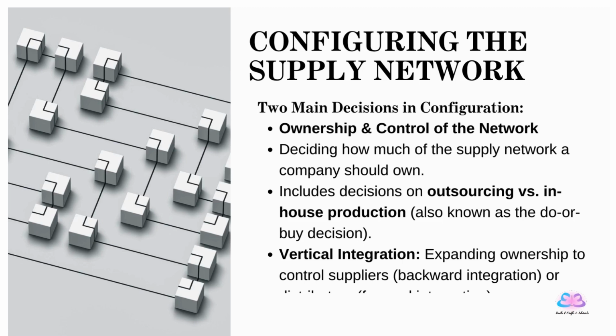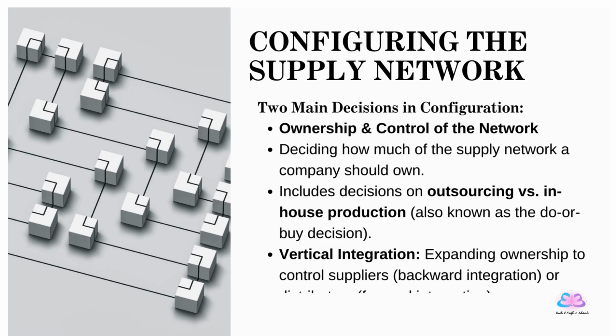How much of the supply network should a company own? Now, businesses need to determine the level of control they want over the supply chain. This impacts cost, efficiency, and strategic flexibility. Now, let's proceed with the outsourcing versus in-house production, also known as the do or buy decision. This involves choosing between outsourcing production to third-party manufacturers or keeping it in-house.